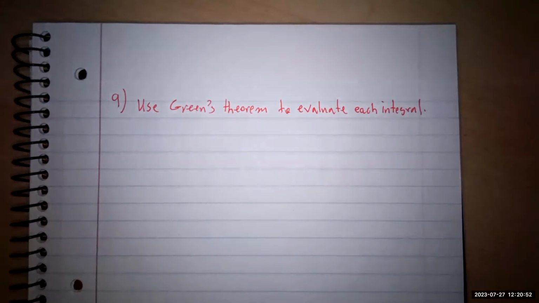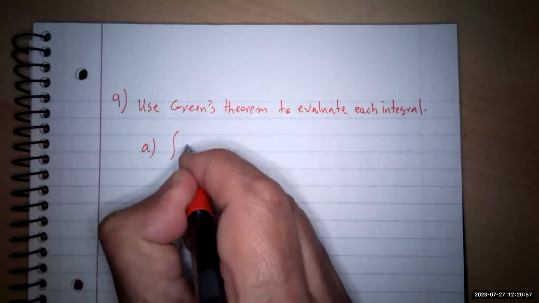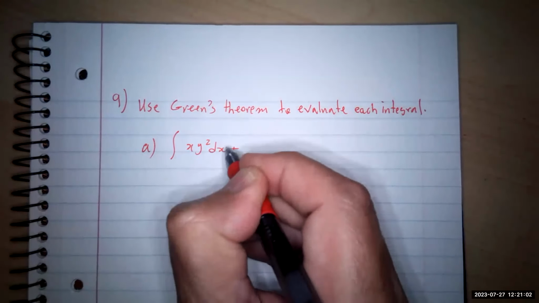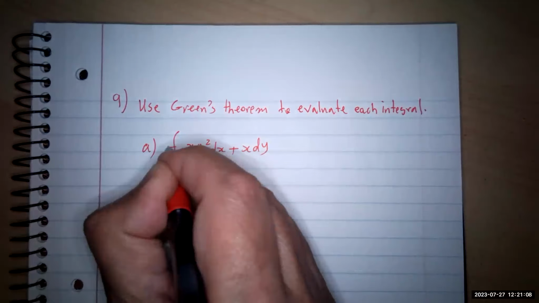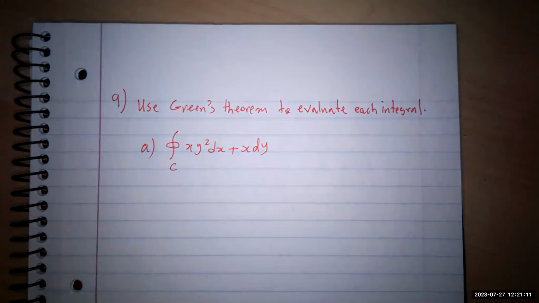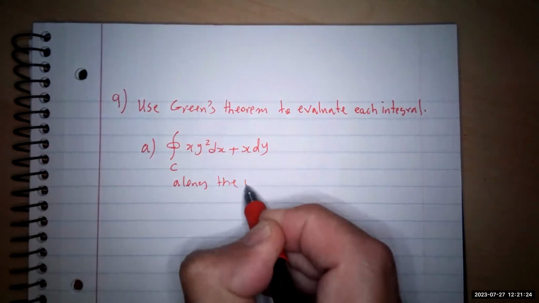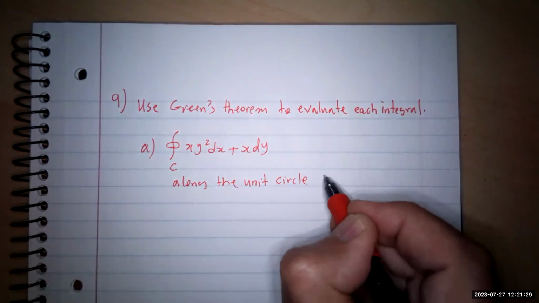So the first one is the integral of x y squared dx plus, very standard one, x dy. You want to find it over C. We put this symbol to just tell you that you're taking the integral on a closed curve. Okay, closed curve, and C is just the unit circle. So we would like to find this integral along the unit circle C.